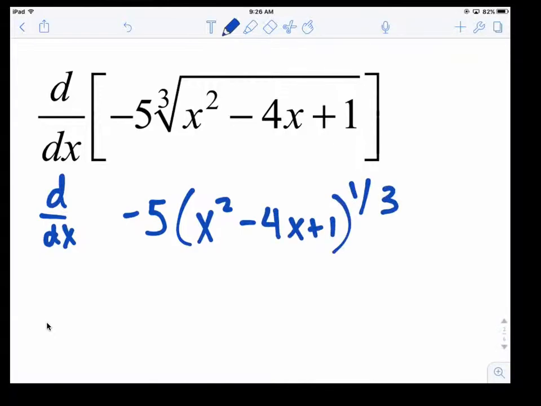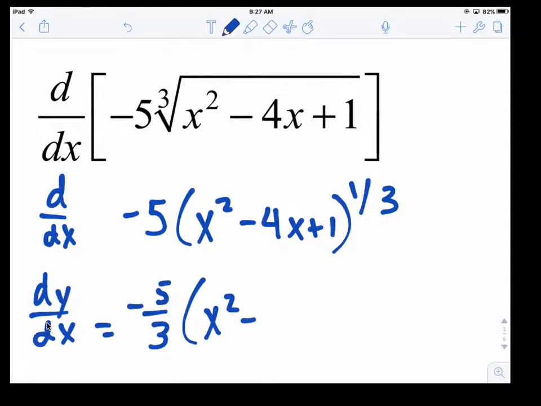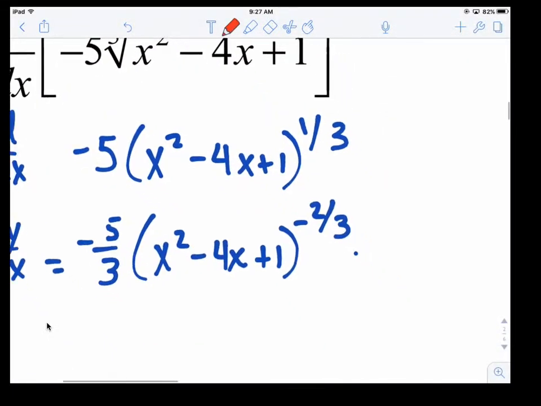To the 1/3. Right. Put the exponent on the outside, or put the root on the outside. Right? So now when I differentiate, I got dy over dx, bring down the exponent. So that's going to be -5 times 1/3, which is -5/3, times x squared minus 4x plus 1. 1/3 minus 1 gives me -2/3. Right? Times now the derivative of blob.